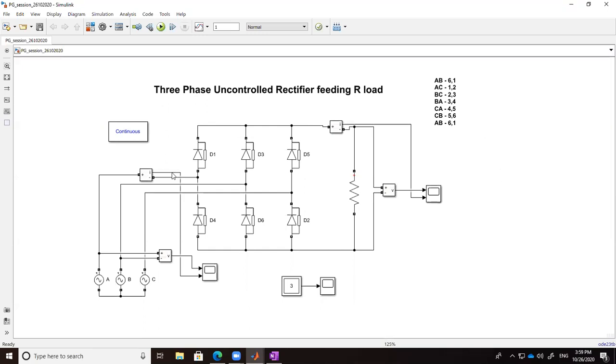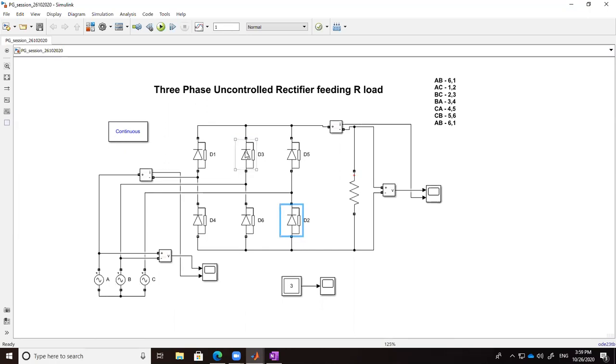Fine. So 6 and 1 means 1 and 6. These two will conduct. 1 and 2 means D1 and D2. These two will conduct. Okay. 2 and 3 means 3 and 2. These two will conduct. So here this is B, this is for C. Okay. So the respective diode of that phase conducts.